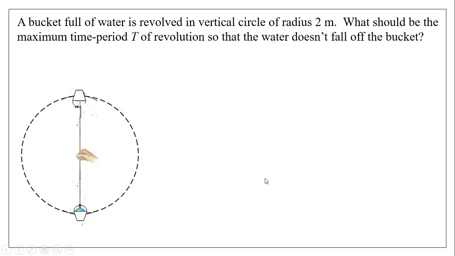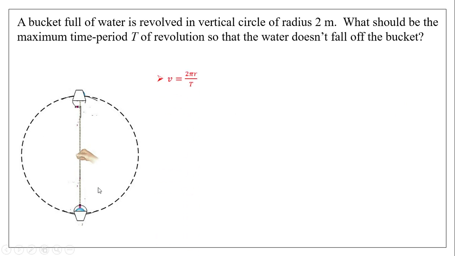Alright, so here we have a bucket full of water. It's revolved in a vertical circle of radius 2 meters. And the question asks, what should be the maximum time period, capital T. T in this case represents the period of time of revolution so that the water doesn't fall off the bucket. Alright, so let's go ahead and do this.